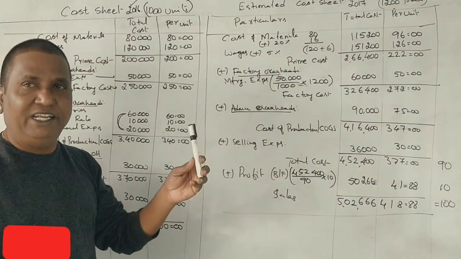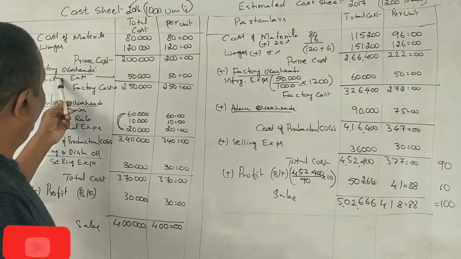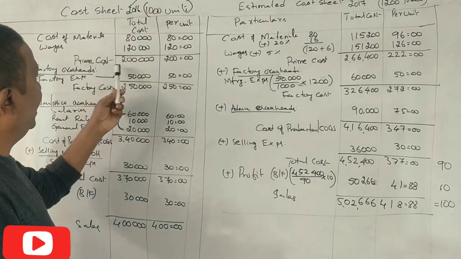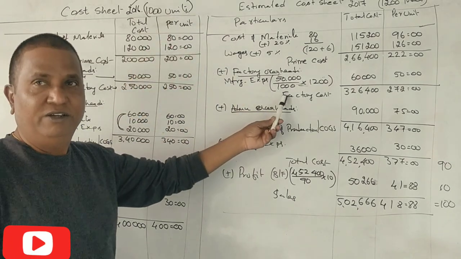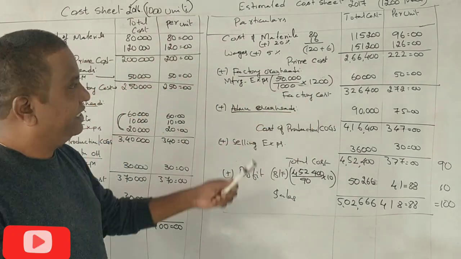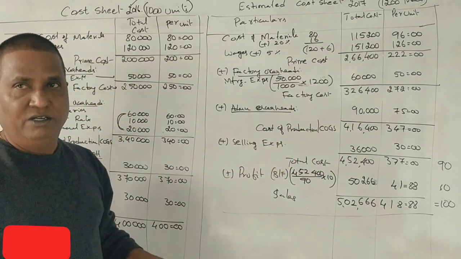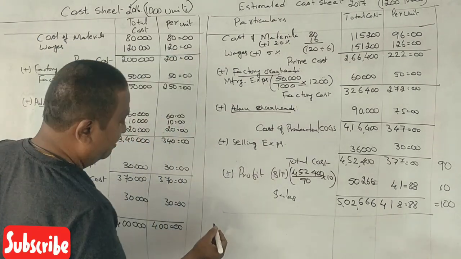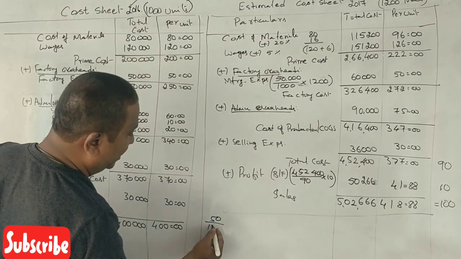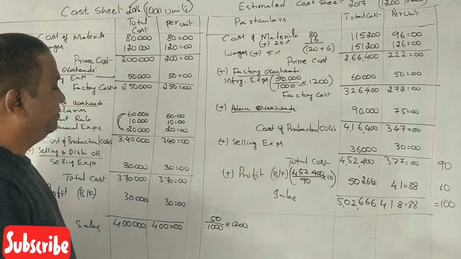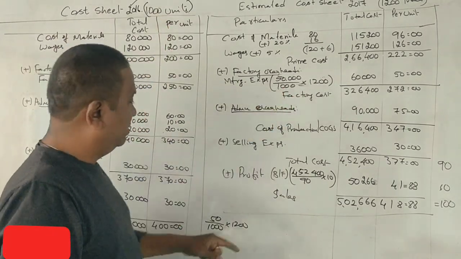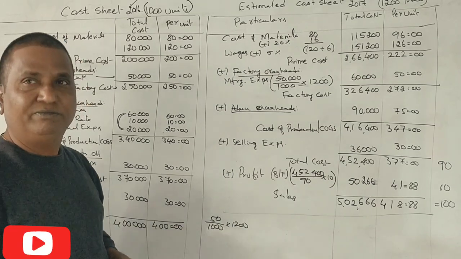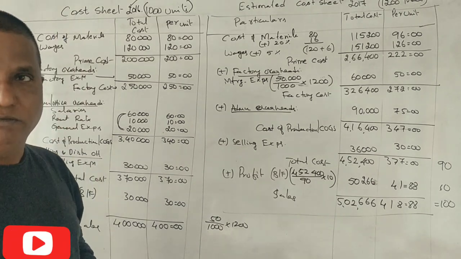Next is factory expenses. What is given? Proportionately increase. See, factory expenses was 50,000. It is proportionately increased towards material and wages. See, material and wages was 2 lakhs in the last one for 1,000 units. 50,000. What is it for 1,200 units? If you want to try it in another way also, we can do it. It is very simple. 50 rupees is for 1,000 units. What is it for 1,200 units? Here we are calculating per unit. You will get the same. You'll get 60,000 rupees only.